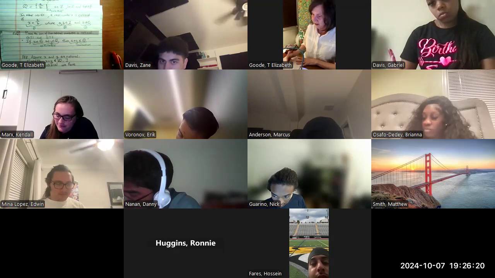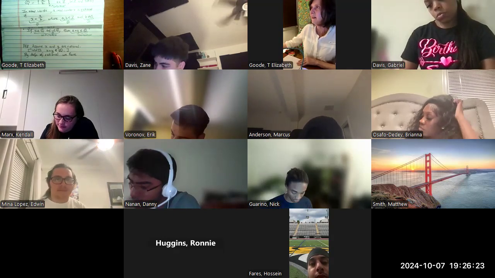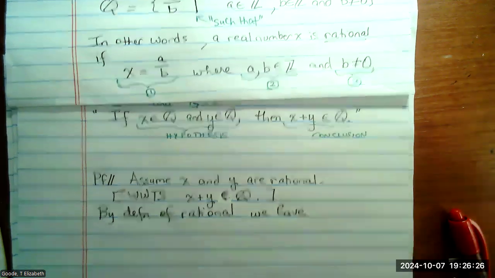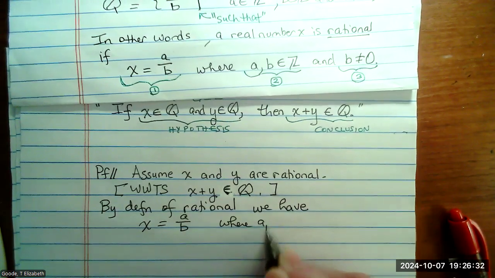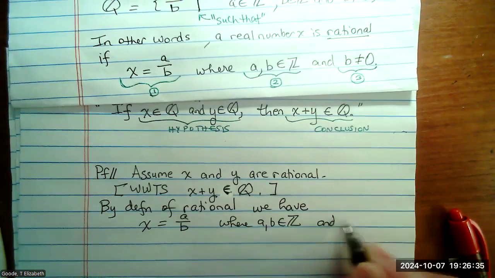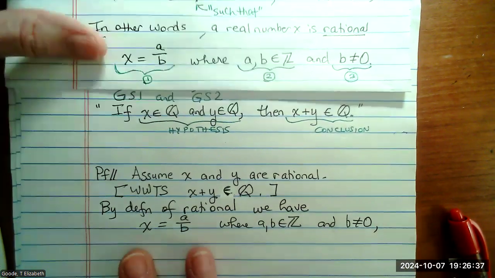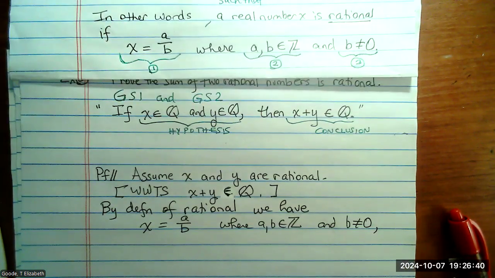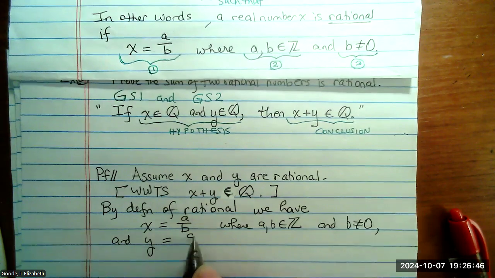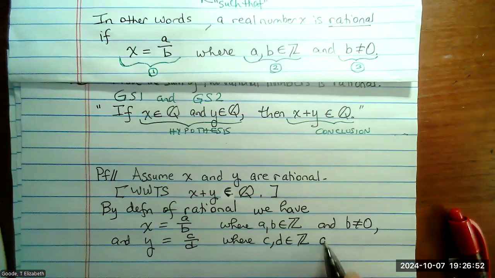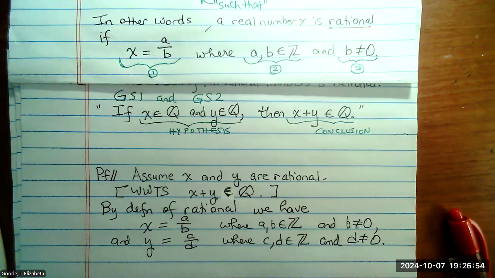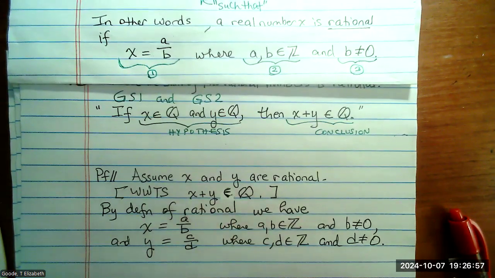All right, so let's do this. Here we go. We have x is equal to a over b, where a and b are in Z, and b is not 0. I get it, folks. It gets kind of tedious, but after a while, it'll just flow. And y is equal to c over d, where c and d are in Z, and d is not 0. I hope you've got something sort of along the lines of that. You didn't have to use a, b, c, and d. You can use other letters, of course. That'd be fine.